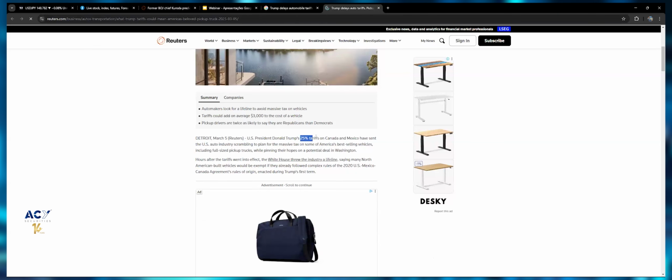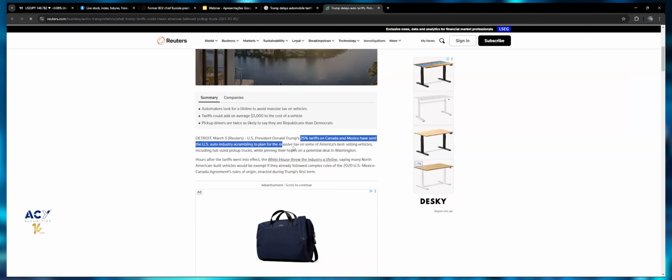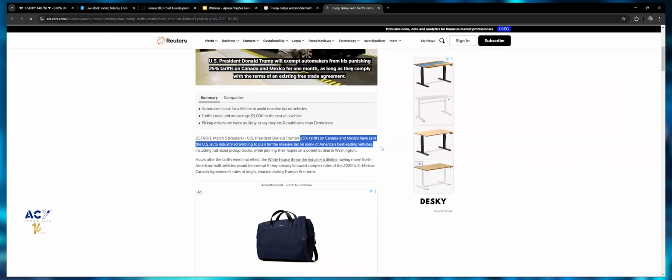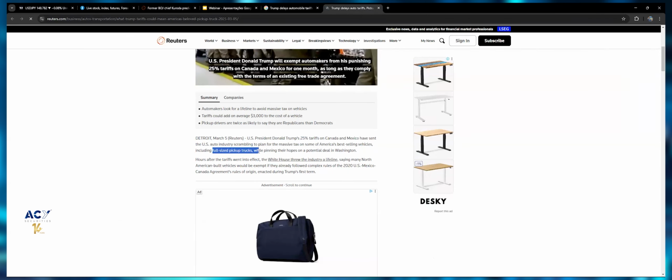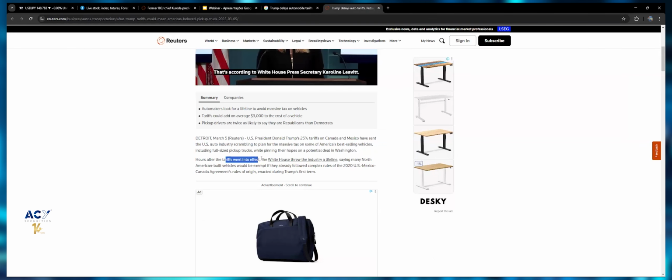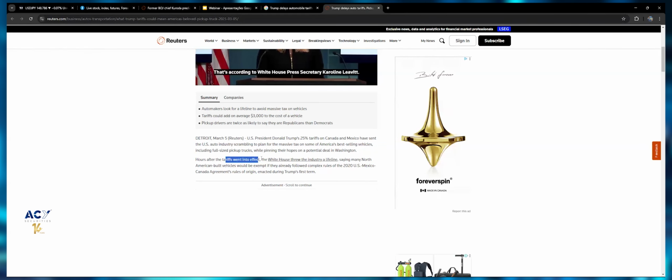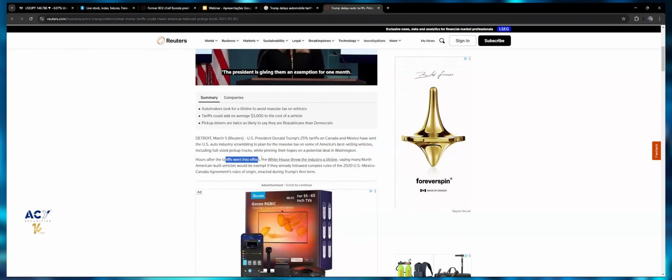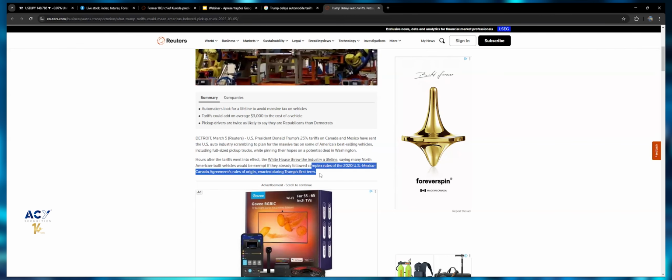US President Trump's 25% tariffs on Canada and Mexico have sent the US auto industry scrambling to plan for the massive tax on some of America's best-selling vehicles, including full-sized pickup trucks, while pinning their hopes on a potential deal in Washington. Hours after the tariffs went into effect, so for those who don't know, the tariff is already in effect, okay? The 25% tariffs. The White House threw the industry a lifeline, saying many North American-built vehicles would be exempt if they already followed complex rules from the 2020 US-Mexico-Canada agreement enacted in Trump's first term.